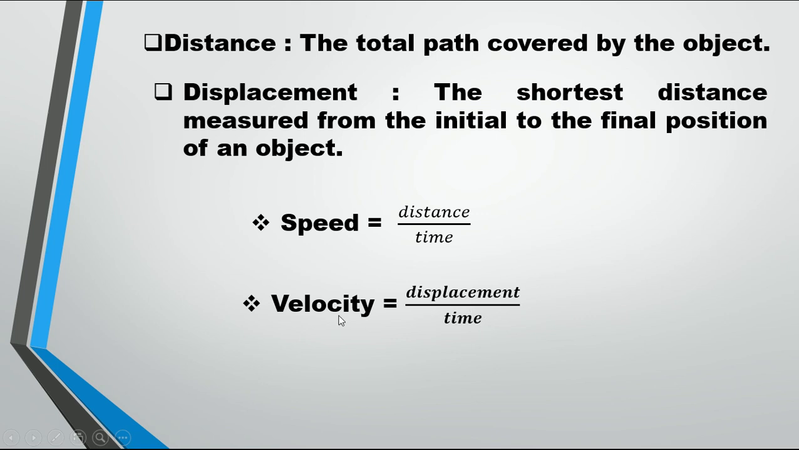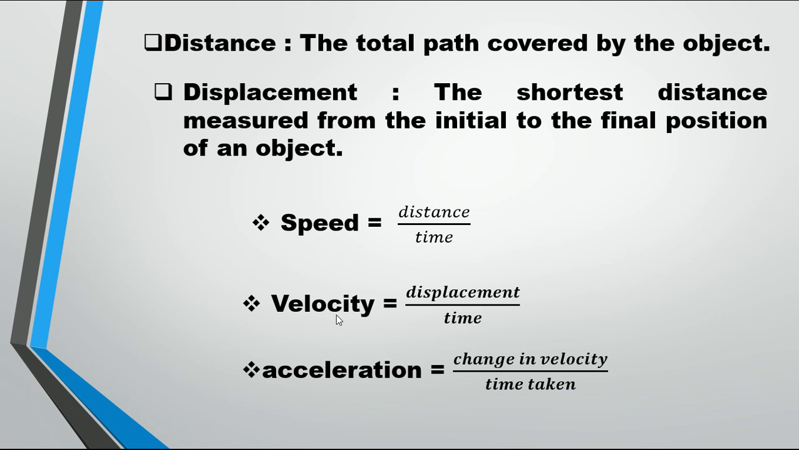One more physical quantity you have studied. What is that? Do you remember? Yes, acceleration. What is acceleration? Rate of change of velocity. That is known as acceleration. Acceleration is equal to change in velocity divided by the time taken. That is acceleration. Which of these quantities are scalar quantities and which ones are vector quantities?